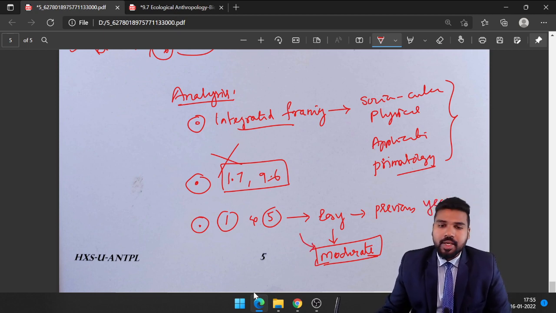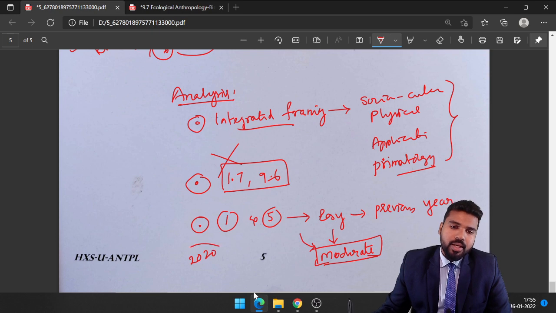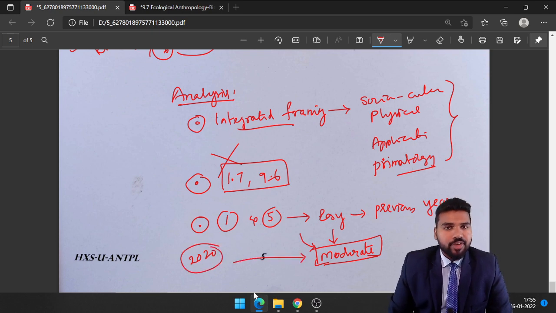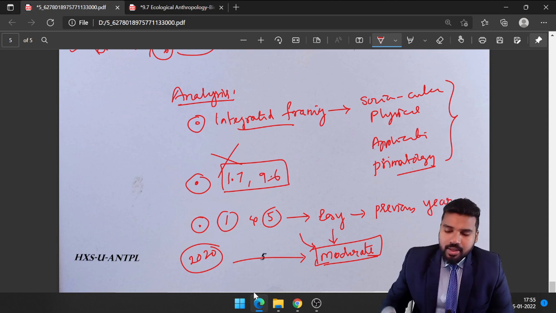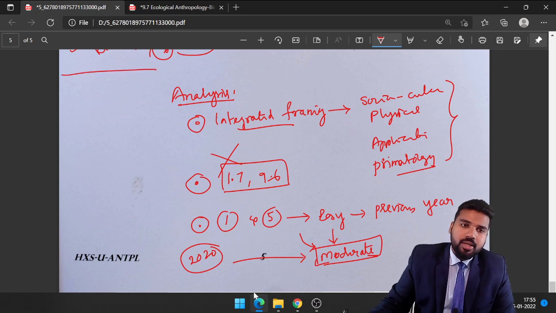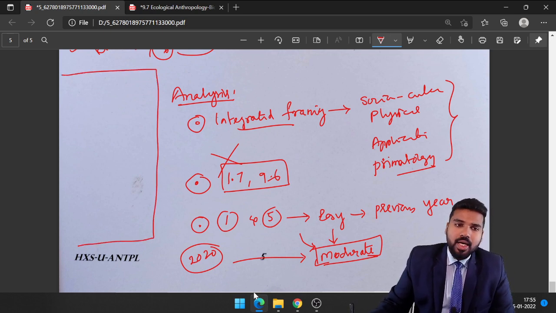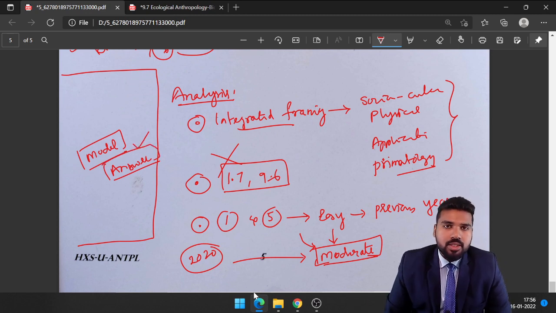But if you compare it with the 2020 paper, it is a bit moderate in difficulty. We can expect good scoring, provided the candidates have managed the time and content. Is that all right? So this is the entire analysis of the paper. Now coming to the model answers of this paper. With time, I'll be coming up with model answers for each of these questions. There will be a complete series for that, which will be put on your YouTube platform. So please stay tuned and you can get the inputs from there.